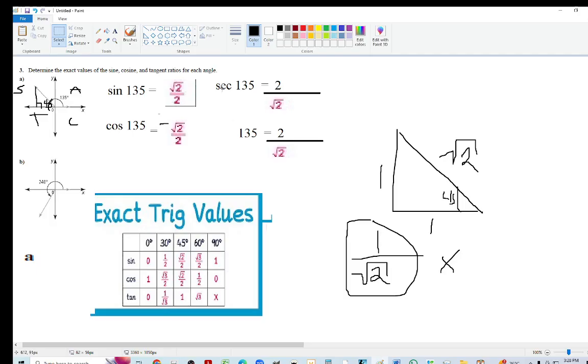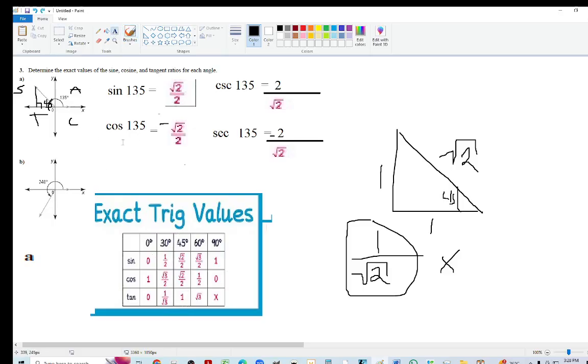Sorry, this is not secant. This should be cosecant. This is the secant. This one up here is the cosecant. Therefore, the secant of this is the same as up above, but has a minus in front because we're in this quadrant. And then finally, the tangent we can see from this table is 1.